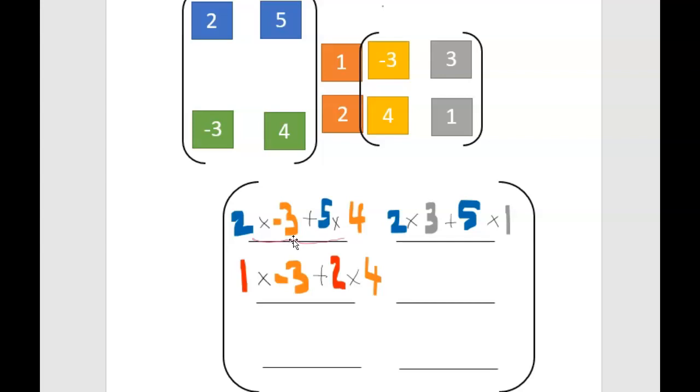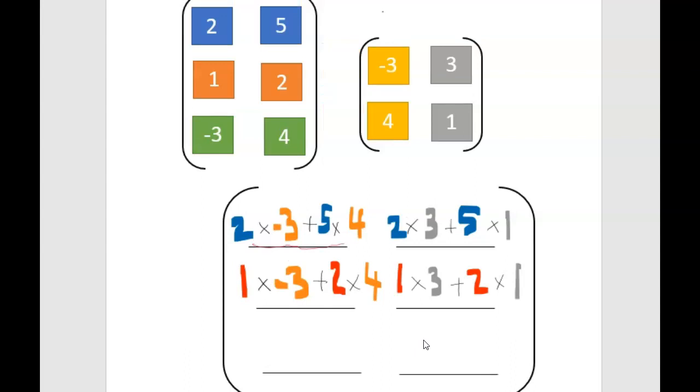So I'm going to do this next cell. You can see I've just gone through and multiplied the 1 times 3. Now you could say the pair 1 and 2 now want to switch dance partners and go to this second column. So 1 times 3 plus 2 times 1.